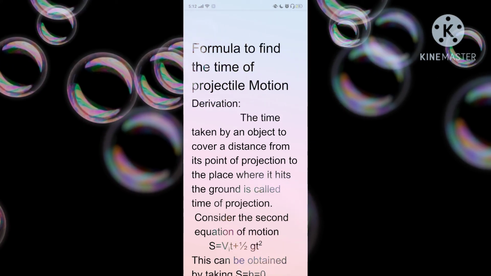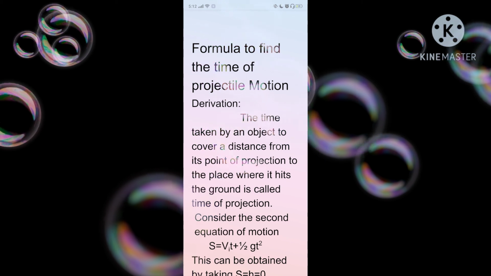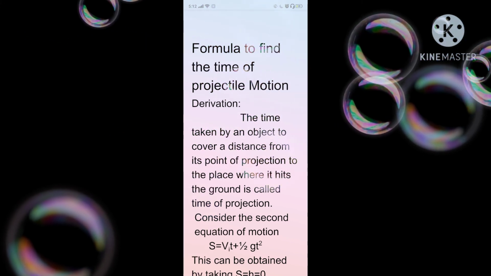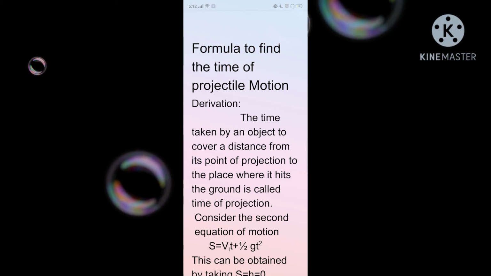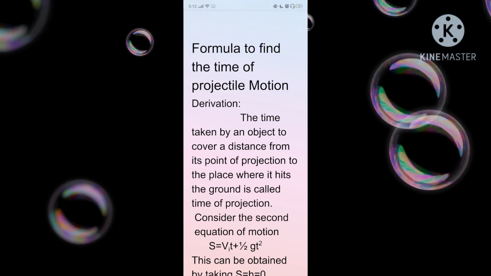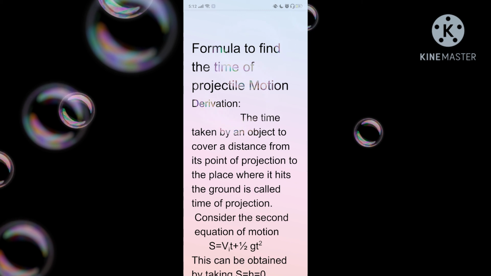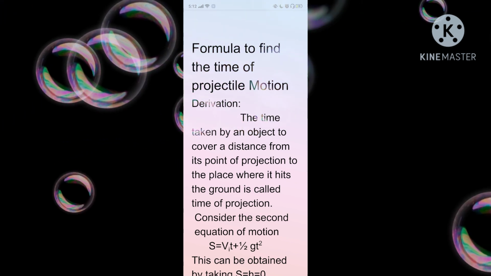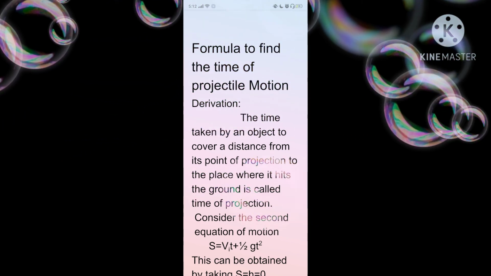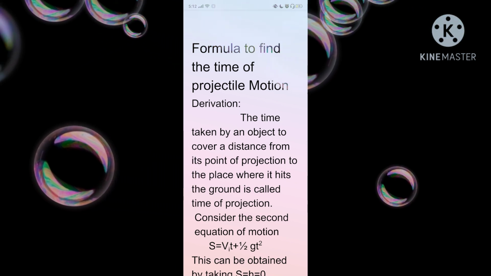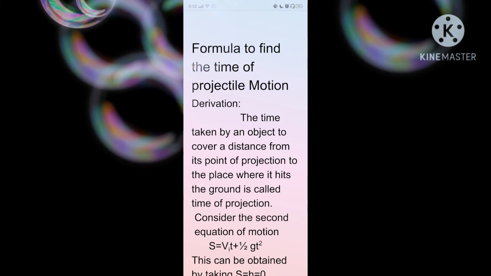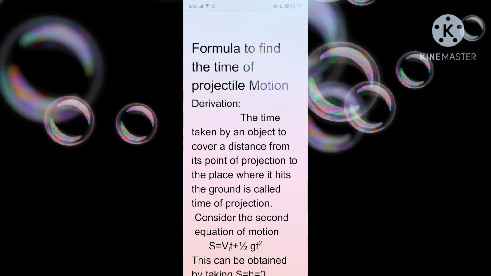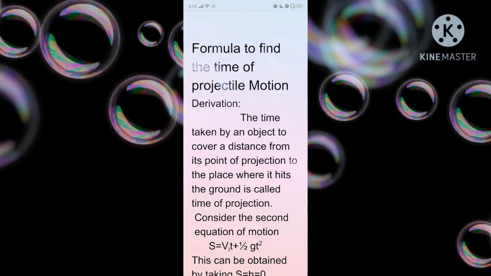Our today's topic is the formula to find the time of projectile motion, as you can see at the top of your screen. But before getting into its explanation, we should be interested to know what projectile motion actually means. Actually, projectile motion is the two-dimensional motion under constant acceleration due to gravity. It means it has two dimensions, and acceleration in projectile motion is only due to gravity. There is no other factor if we ignore the force of friction. Now let's discuss its derivation in order to understand the concept better.